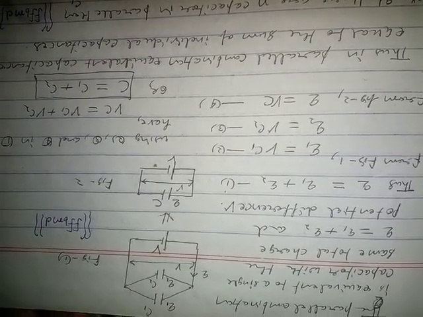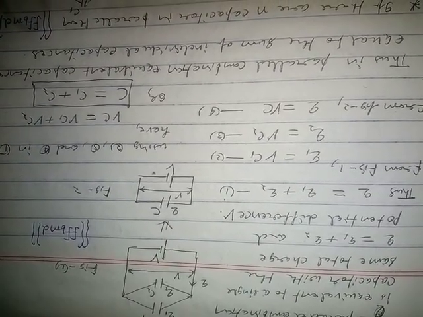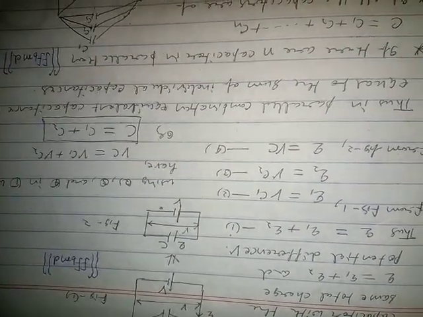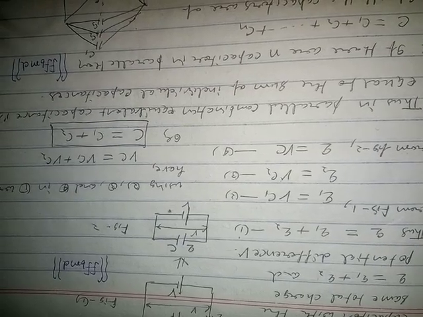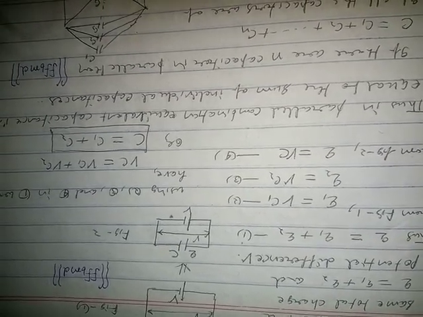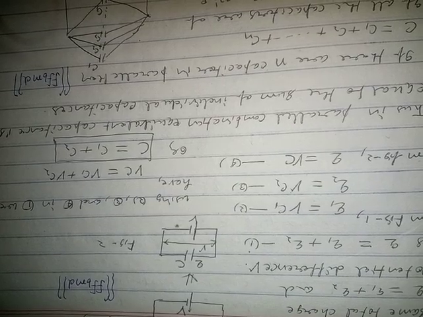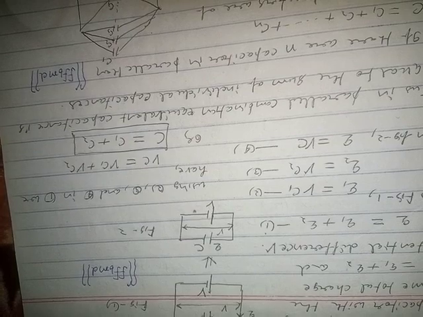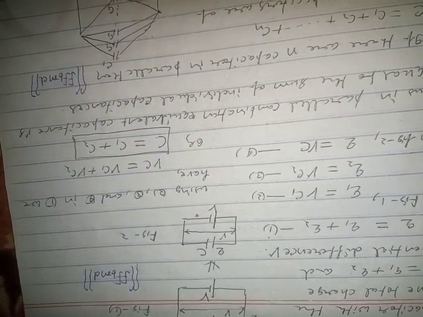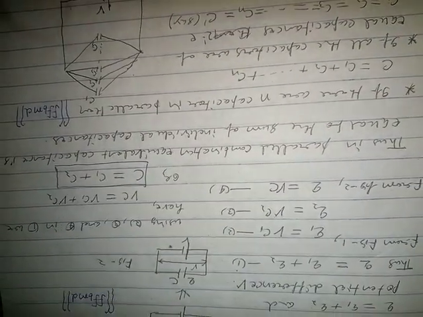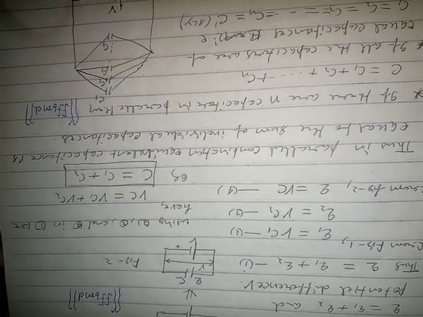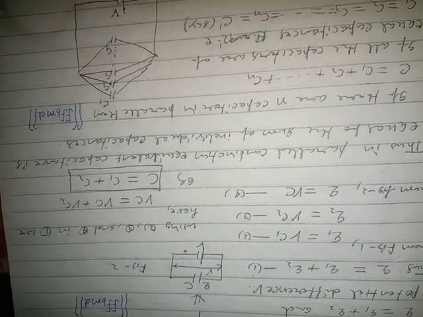Equation 1. From figure 1, Q1 equals VC1 and Q2 equals VC2. Equation 3. From figure 2, Q equals VC. Equation 4. Using 2, 3 and 4 in equation 1, we have VC equals VC1 plus VC2, or C equals C1 plus C2. This is the parallel combination equivalent capacitance and is equal to the sum of the individual capacitances.